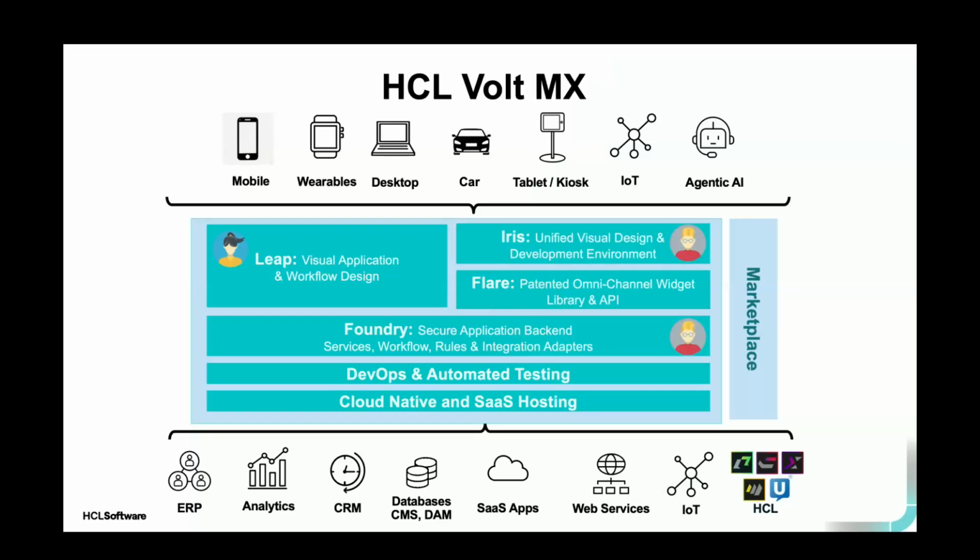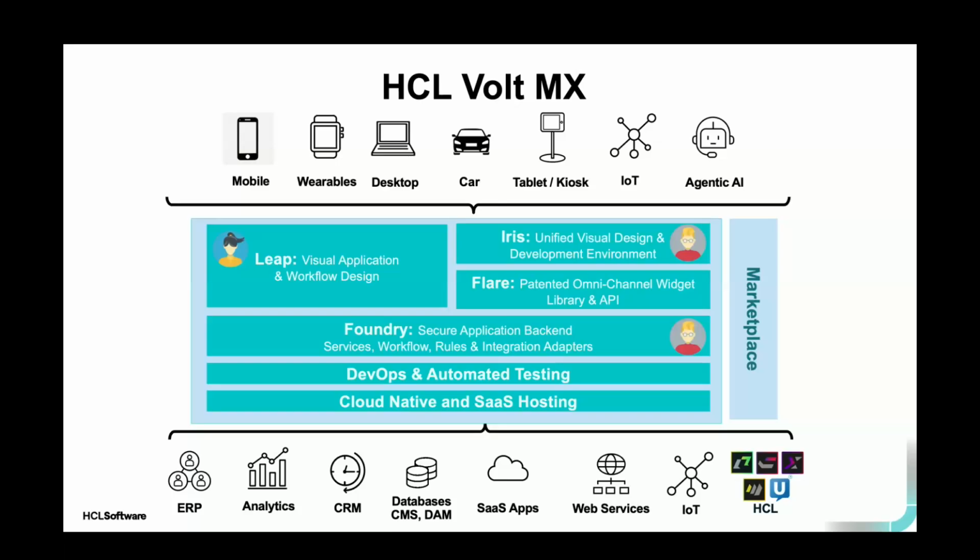Once you code your application in JavaScript, it gets converted to whatever is the underlying native language using our patented omnichannel widget library and API layer, the framework called Flare. So what you get as an output eventually, at least with the Iris and Flare combination, is a pure native app. It's not hybrid, it's pure native.